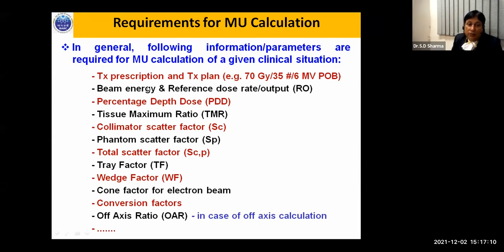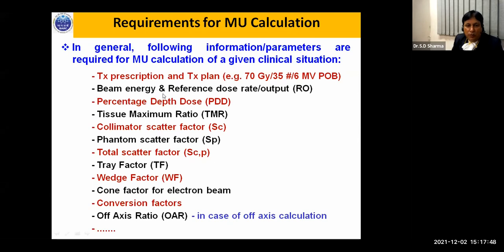For example, the first and foremost requirement is that we should know the prescription, and any recommendation on the treatment plan, or the plan, has to be generated by the medical physicist only. For example, the treatment regimen is also given. Here I have just taken an arbitrary example: a prescription that delivers 70 gray to the patient in 35 fractions using 6 MV photon beams, with an arrangement of parallel opposed beams. So this is just a very simple example.